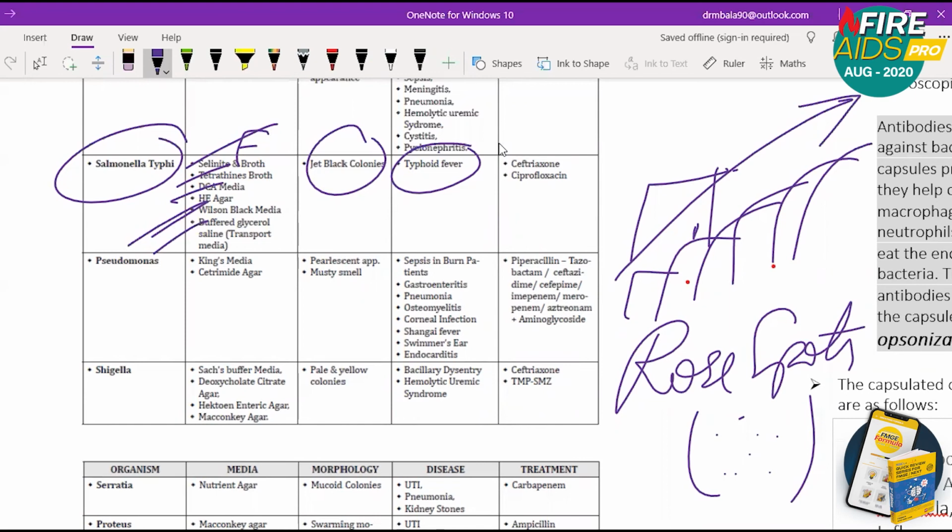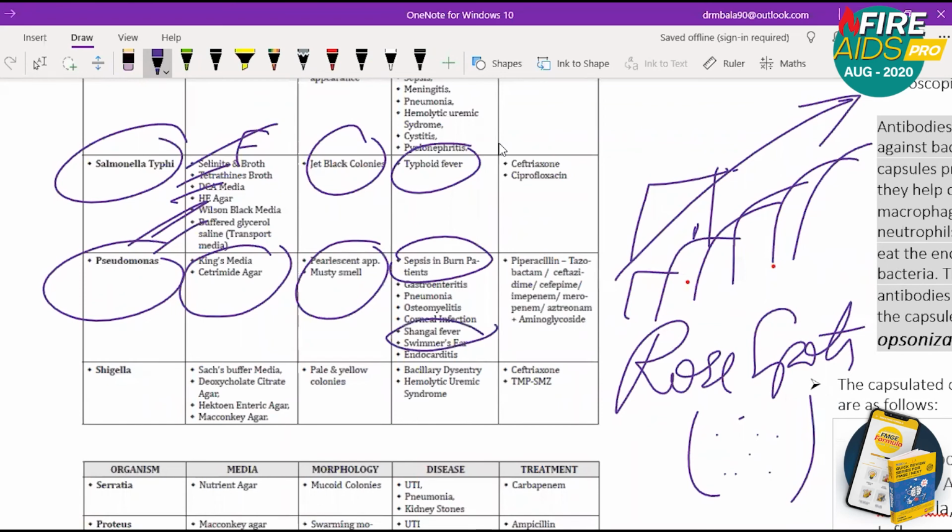Next, Pseudomonas. Pseudomonas means you have to remember King's media and Cetrimide agar, pearlescent appearance, musty smell, sepsis in burns patients, mainly sepsis in burns patient, and swimmer's ear, endocarditis. So swimmer's ear, sepsis in burns patient. These 2 points you must remember.